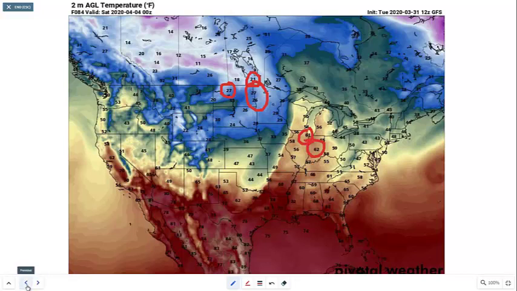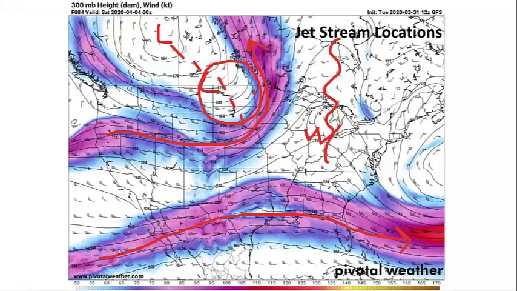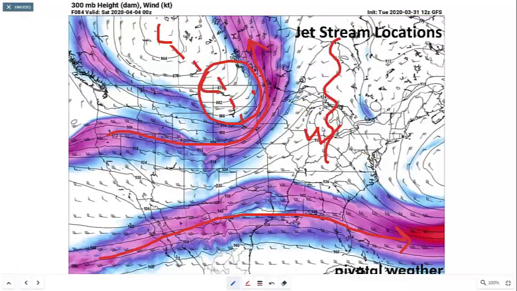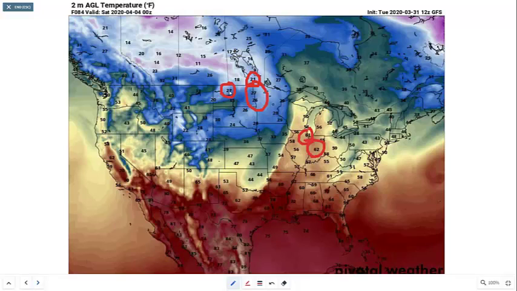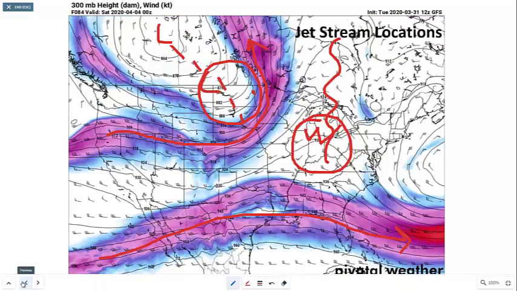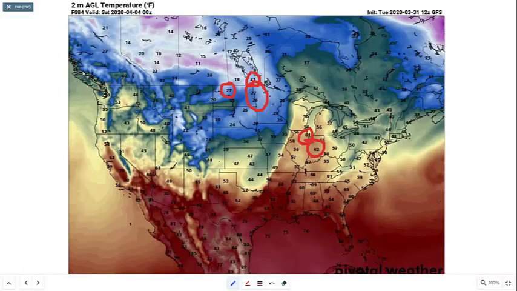And if we go back to the jet stream flow pattern, you can see the warmth is in this area. So there's a good correlation between where we have the colder air on the surface and the warmer air with the jet stream. If I take another look at it and draw it in for you, the jet stream flowing just like this. So cold air versus warm air.